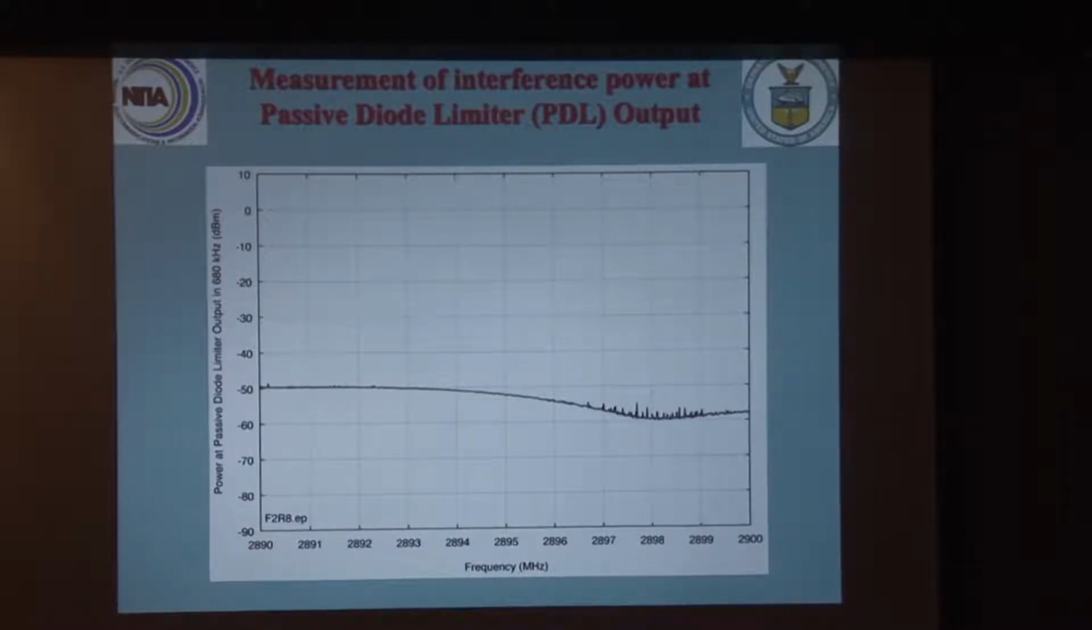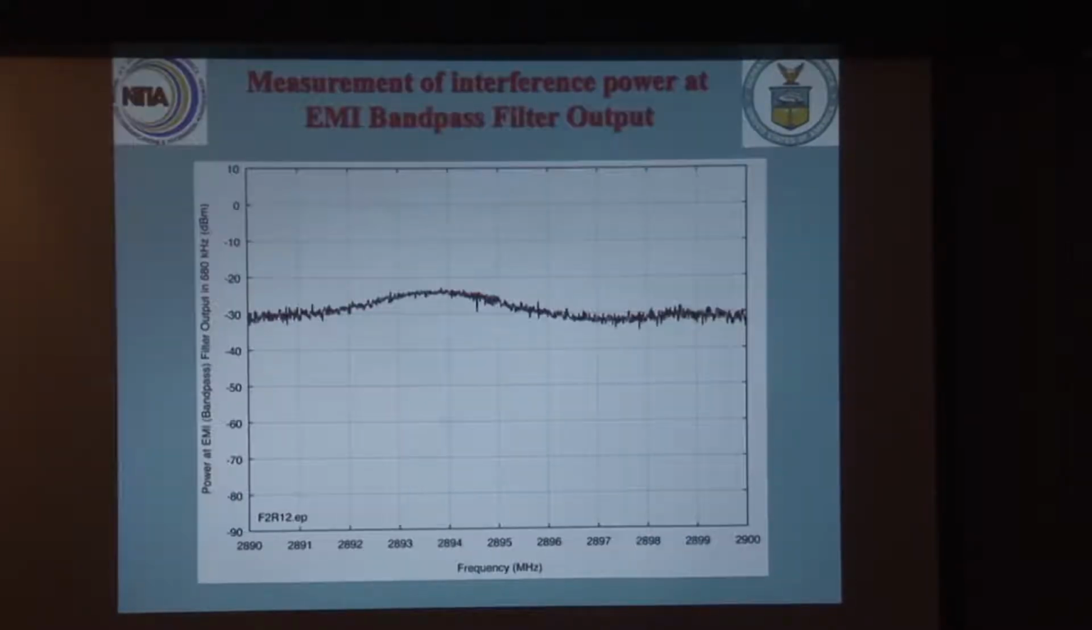We looked at the passive diode limiter output, and then we looked at the output from the bandpass filter. We did this one and said, wait a minute, did we get this right? Yeah, we got it right. Okay, hold on. Minus 30 dBm at the output from the filter. Now I'm going to back up a slide.